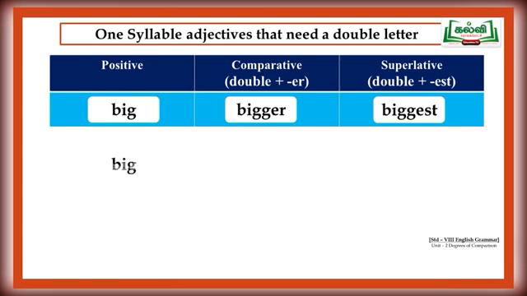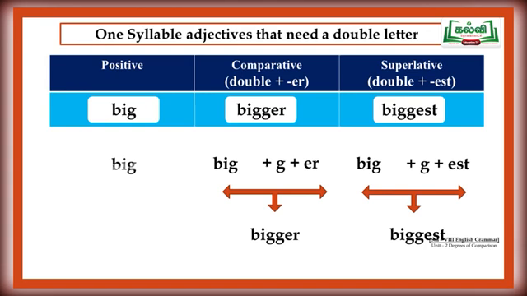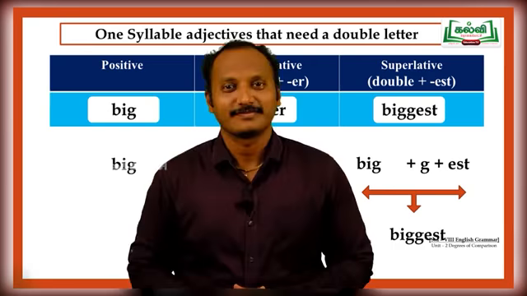Are you ready? One-syllable adjectives that need a double letter. Let's see what it means. The positive form is big. We are going to convert the positive form to the comparative form. The word big, B-I-G, already has a G. Now we have to add one more G to the word big. So, B-I-G plus G, and then as usual we add ER to it. Big plus G plus ER. What do we get? Bigger. In the superlative form, the same rule: big, double the letter G, plus EST. So, biggest. Big, bigger, biggest.